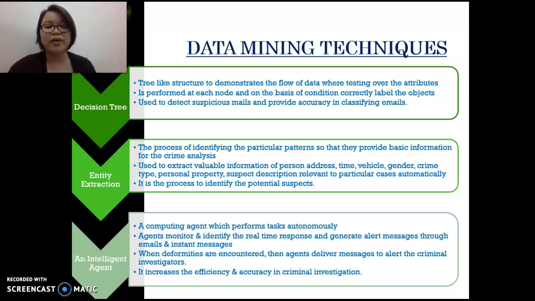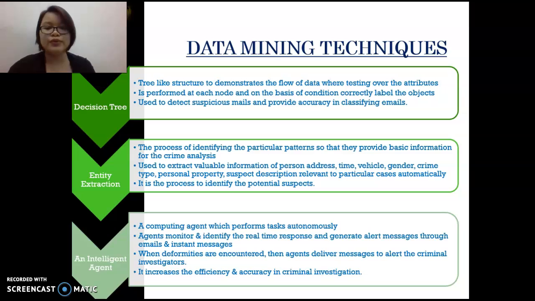It is the process of identifying the particular patterns so that they provide basic information for the crime analysis, used to extract valuable information of person address, time, vehicle, gender, crime type, personal property, suspect description relevant to particular cases automatically. It is the process to identify the potential suspects. And the third is the intelligent agent.